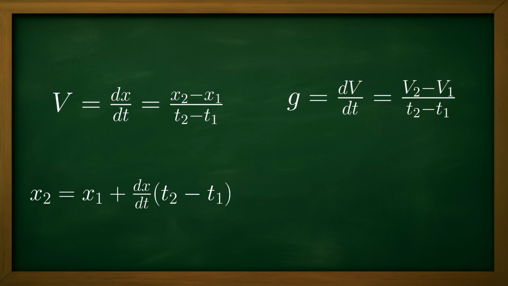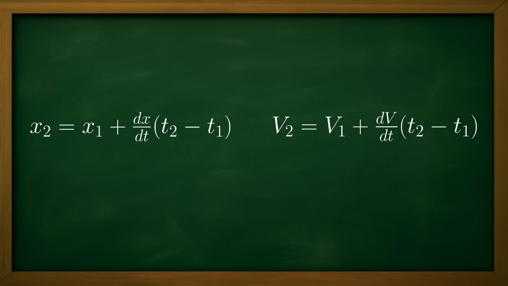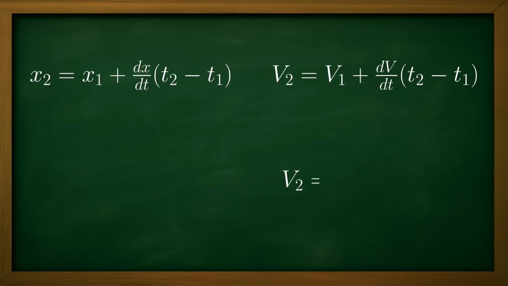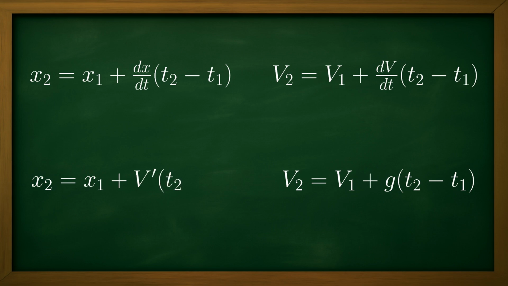In the same spirit, the expression dv by dt is equal to v2 minus v1 by t2 minus t1 can be rewritten as v2 is equal to v1 plus dv by dt into t2 minus t1. Using this system of equations and the fact from our previous discussion that velocity is the time derivative of position and acceleration is the time derivative of velocity, these expressions can be simplified into v2 is equal to v1 plus g times t2 minus t1 and x2 is equal to x1 plus v dash times t2 minus t1.